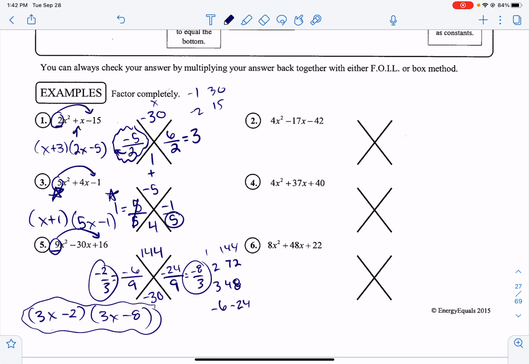So number 2, I guess we kind of went down and skipped, right? So number 2, we've got a 4 in front. Nothing goes into 4, 17, and 42. So I'm going to take 4 and multiply it by negative 42, and that gives me negative 168 on top and negative 17 on bottom. So I know one of these is going to be a positive, one of them is going to be a negative. And the negative is going to be the bigger number because they add up to be a negative 17.